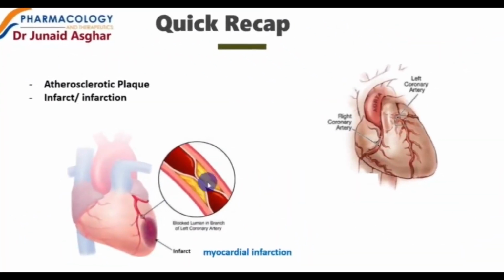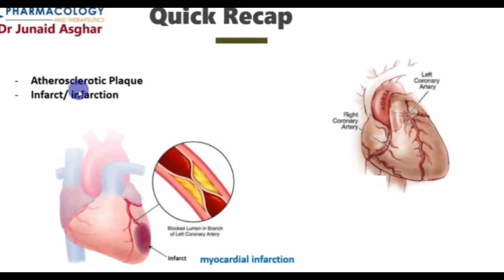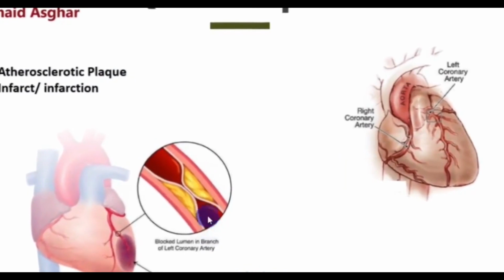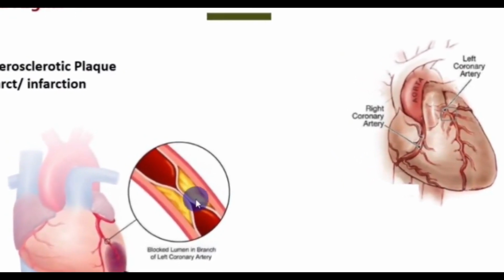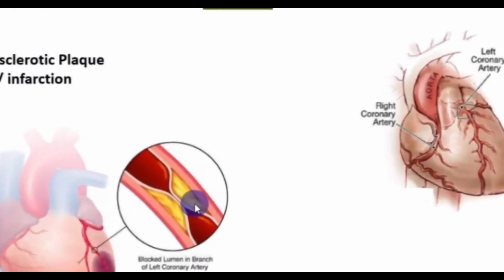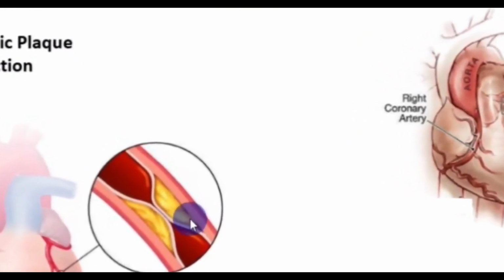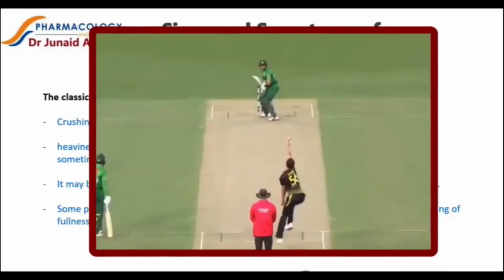Now this plaque, or the atherosclerotic plaque, is basically composed of fat, cholesterol and different salts such as calcium and some clotting factors such as fibrin. Patients sometimes describe this pain as if someone is sitting on their chest.